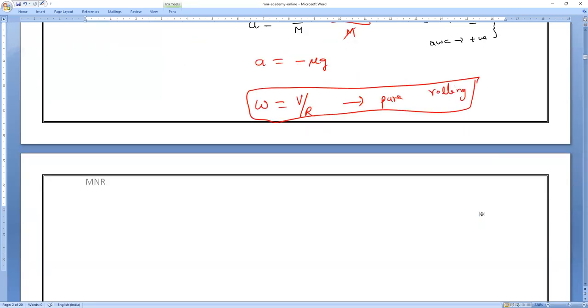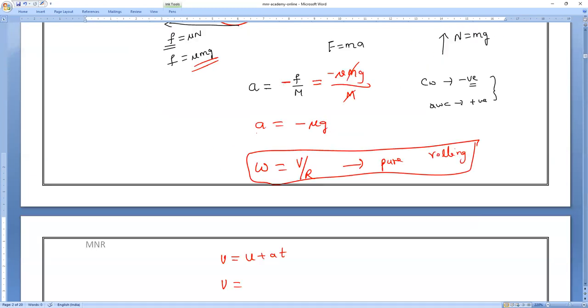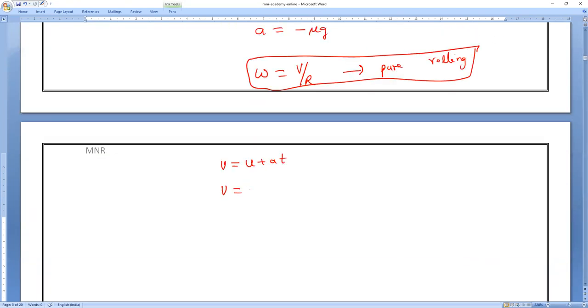Observe very carefully now. Using the first equation of motion, V is equal to U plus at. The final velocity is V. What is the initial velocity? Check the figure and tell me. It is V naught. So V is V naught plus acceleration, and the acceleration we just got is minus mu g into t. Clear? So V is equal to V naught minus mu g t. This is the final velocity.